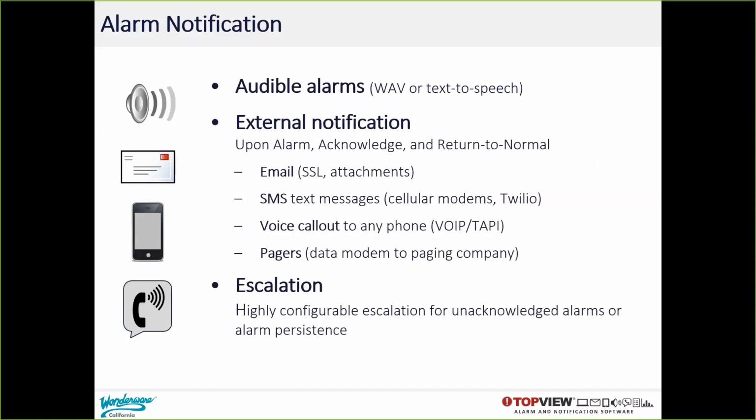So most TopView users implement some form of alarm notification. And in TopView, we give you multiple options for when and how we send notifications. Audible notification or audible alarms are typically spoken alarm messages, text-to-speech conversion normally. They're available on the TopView machine, and they can also be streamed out to our desktop and web-based clients. TopView supports external notification through email, SMS, and text messages, voice call-out, and pagers.